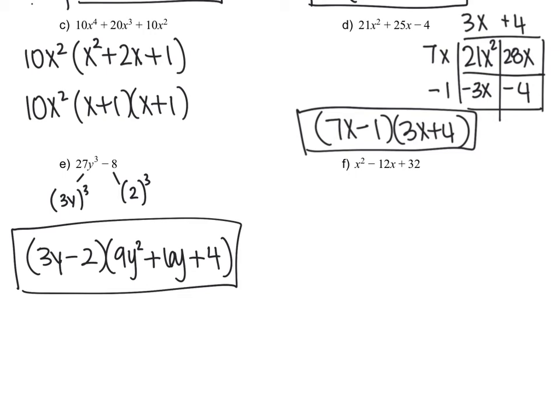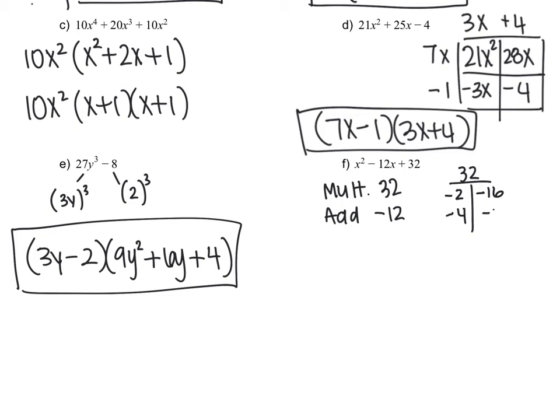And then we have x squared minus 12x plus 32. So we're going back to just like it was in A, where my leading coefficient is 1. So in this case, I'm looking for the numbers that multiply to 32 and add to negative 12. So the only way to multiply to a positive number and add to a negative number is if both of them are negative. So I know negative 2 and negative 16 multiply to 32, but those don't add to negative 12.